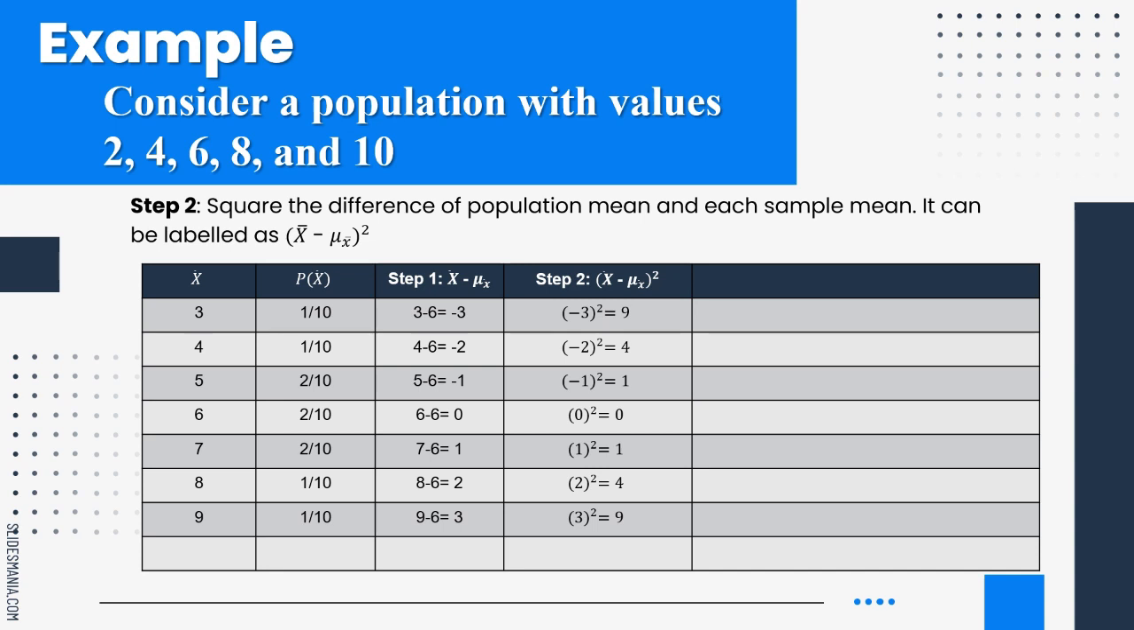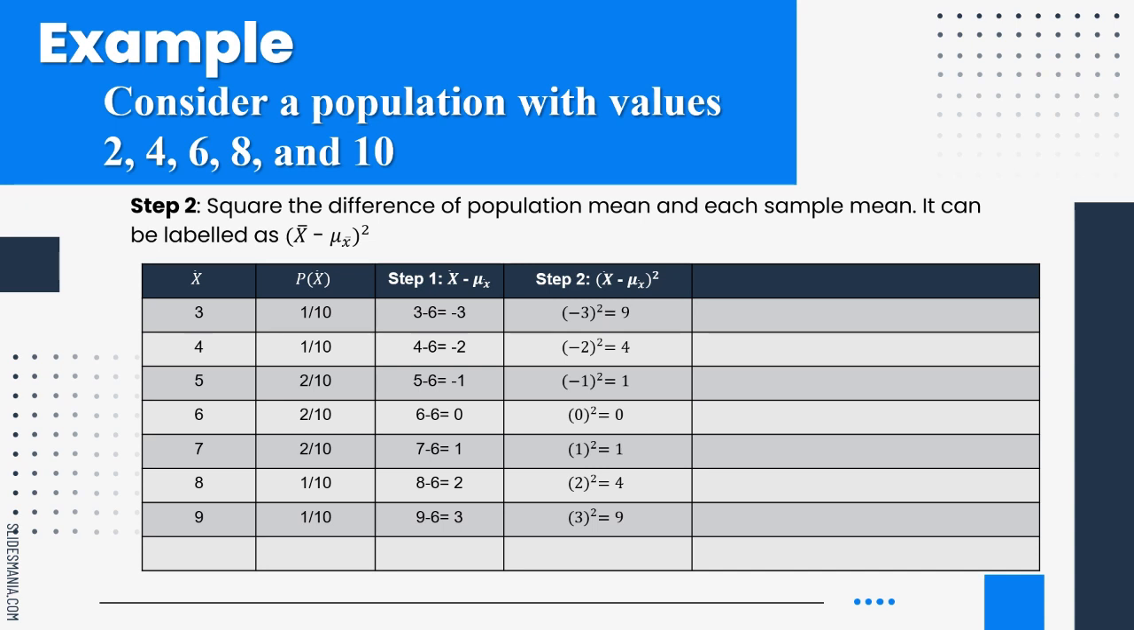Step 2. Square the difference of the population mean and its sample mean. It can be labeled as quantity of x bar minus mu sub x bar squared. That is negative 3 squared, that is equal to 9.